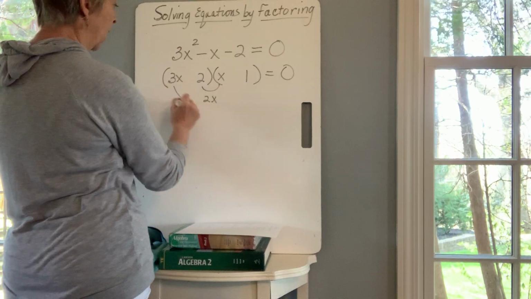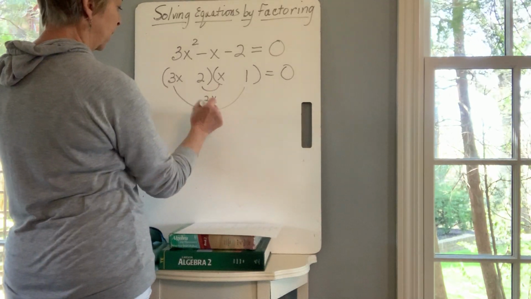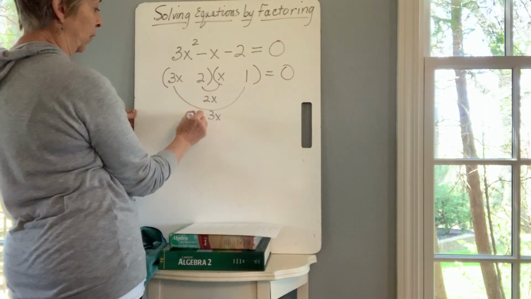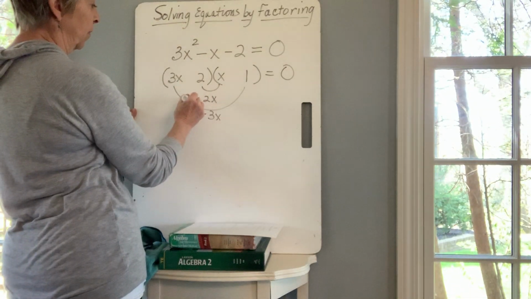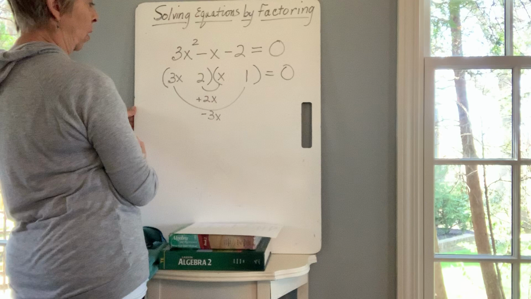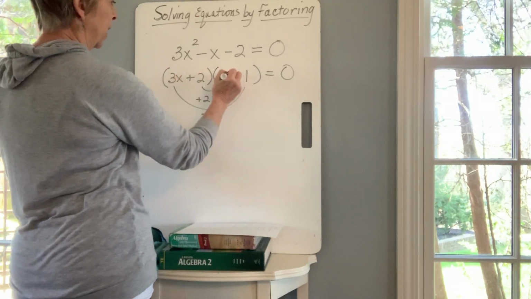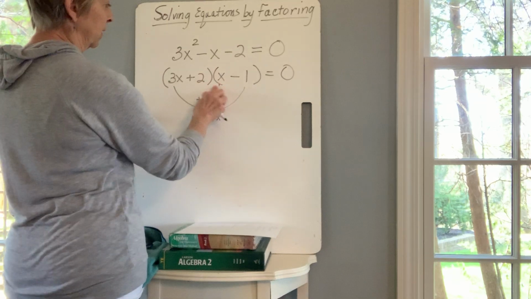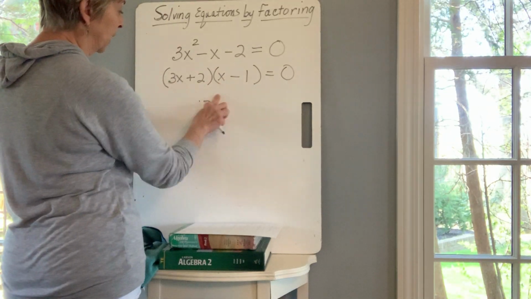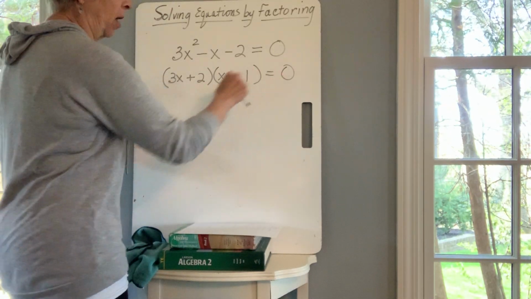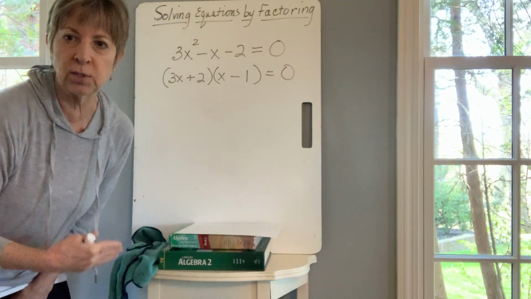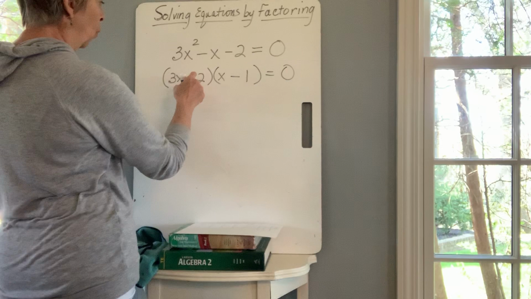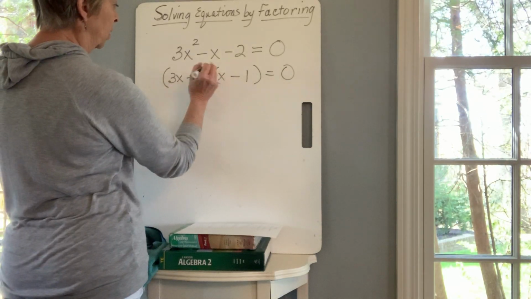That'll give me 2x and 3x, and I can get a 1x from that because the signs have to be different. So I want a negative there and a positive there to give me 1x. So that's a positive and that's a negative. So I just factored it. But now, because it's an equation, I actually want to solve this. So now I have to figure out when each of these is going to be 0.